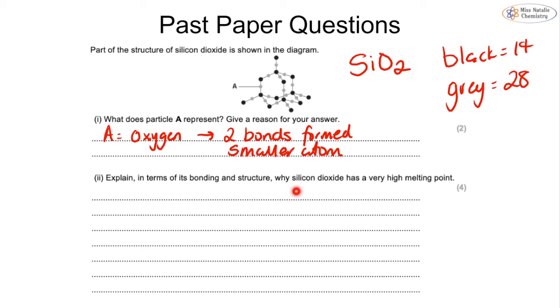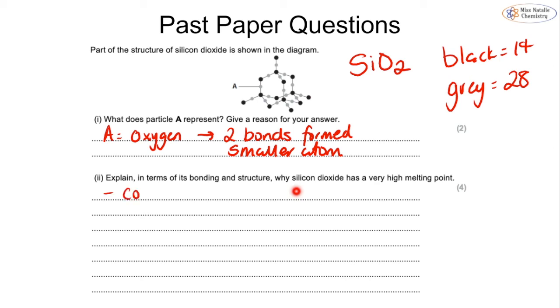Any one of those reasons would tell us why particle A is going to be oxygen rather than silicon. And then explaining in terms of its bonding and structure why silicon dioxide has a very high melting point. Now this is for 4 marks, so what we have to do is we're talking about what is the structure, what type of bonding, what is being broken, and why that gives us a high energy or a low energy, and that's where our 4 marks come from.